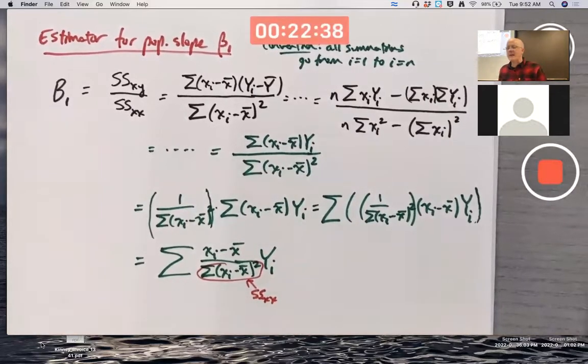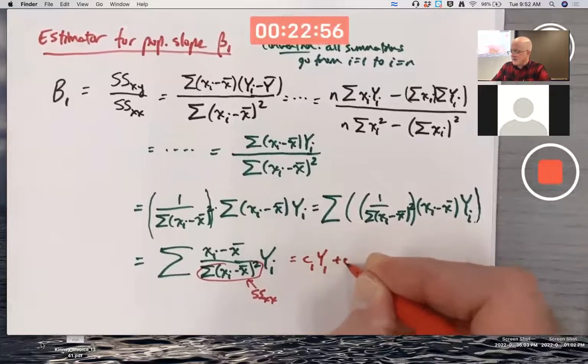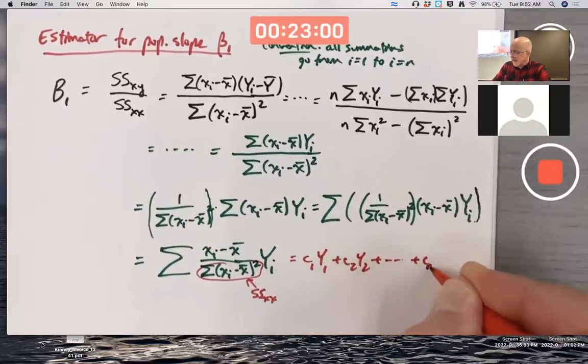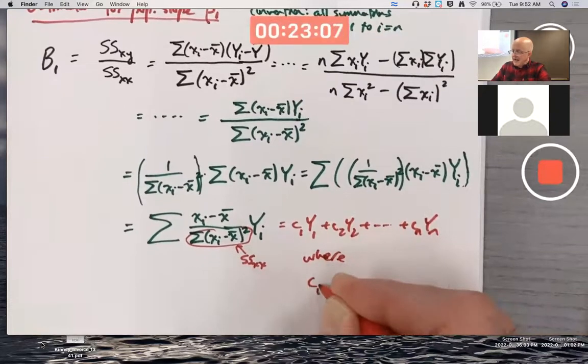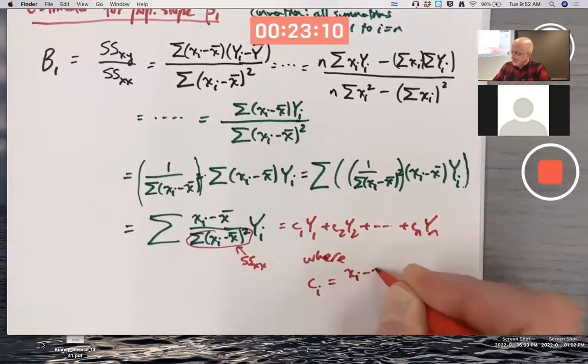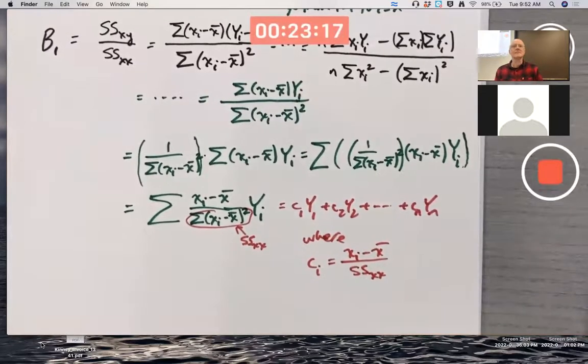Now take a step back and think about what we've got here. This is a linear combination of the y's, of the random variables Y1 through Yn. I could write this as C1 capital Y1 plus C2 capital Y2, etc., through Cn capital Yn, where Ci, say, is little xi minus x bar over, okay, for short, SSXX. Linear combination, linear combination. Hey, we like linear combinations, especially when it's a linear combination of independent random variables.